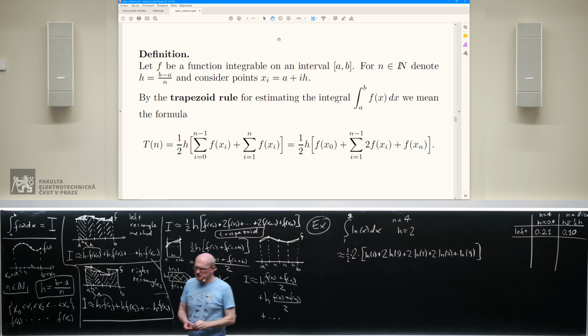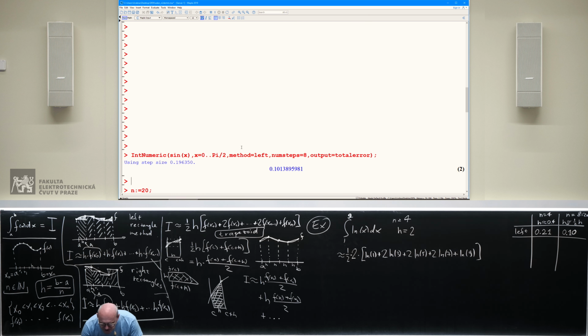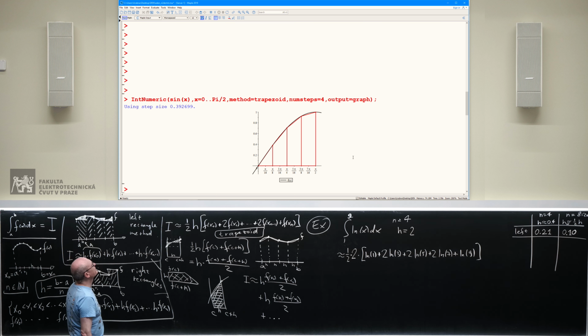Very nice. Well, let's have a look at Maple. So I go back to our nice example. Let me go back to partition size 4 and change the method to trapezoid. And perhaps the output could be graph. Of course, we know what the picture will be, but it's nice to see it. Yeah, you can see the trapezoids, and they are much, much better at following the shape of the curve.